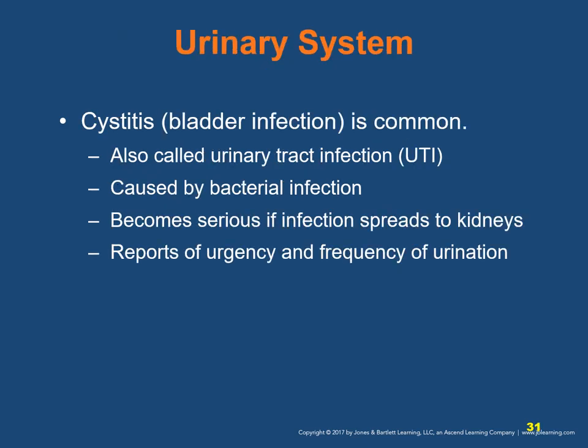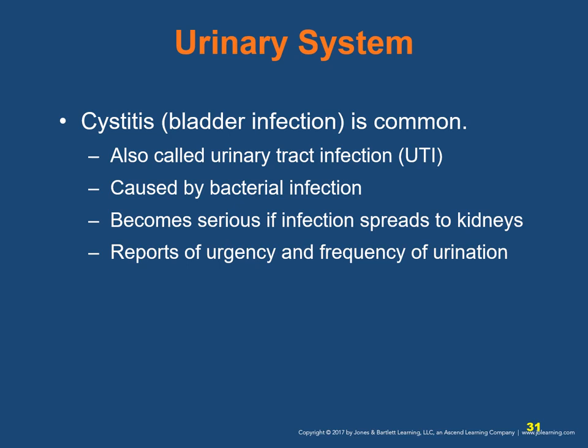Problems that can develop in the urinary system is what we're going to talk about now. The first is cystitis, which is a bladder infection, and that is actually the bladder itself. That is pretty common, especially in women. It can also be called a urinary tract infection because actually the infection can also be in the urethra and sometimes it's backed up a little bit into the ureters.